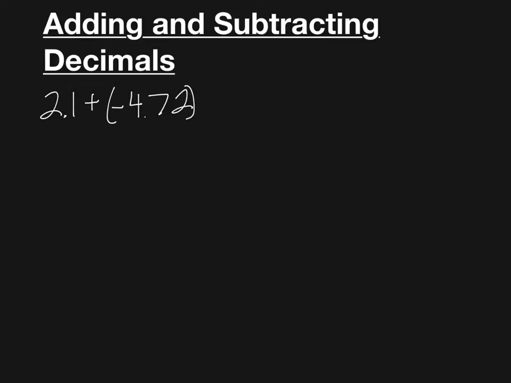Let's start with this example. 2.1 plus negative 4.72. So remember last week when we were adding and subtracting negative numbers, our first step was to figure out the sign, decide if it's positive or negative.